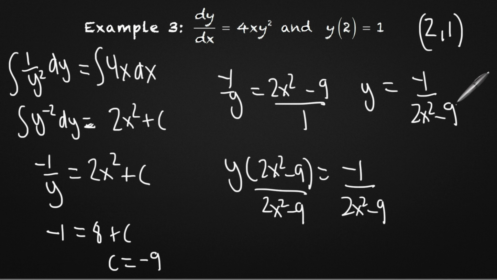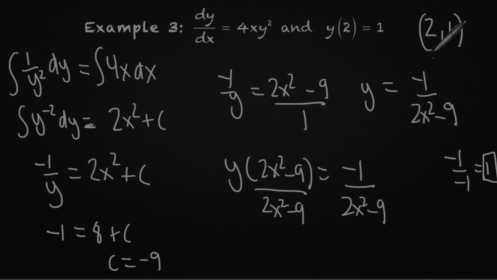Well, let's see if we get the correct answer. When x is 2, 2 squared is 4 times 2 is 8, and 8 minus 9 is negative 1. So negative 1 over negative 1 is a positive 1. And that's what our initial condition should be.